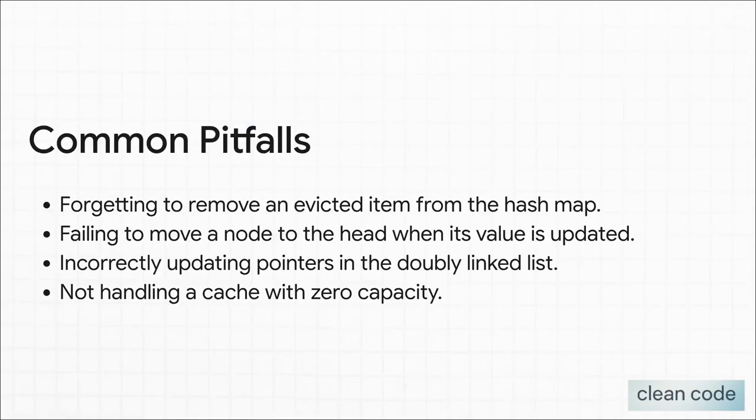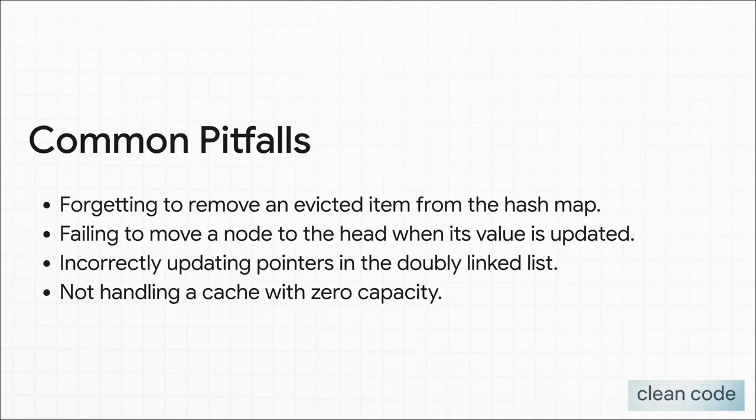Now, a quick word of warning. If you ever go to code this up yourself, be super careful about these common traps. The number one bug people make is they evict an item from the list, but they forget to remove it from the hash map. This creates a ghost entry and will cause all sorts of chaos later. Also, don't forget that updating a value is the same as accessing it. You still have to move its node to the head. The main takeaway here is just remember, the hash map and the linked list must always be perfect reflections of each other.